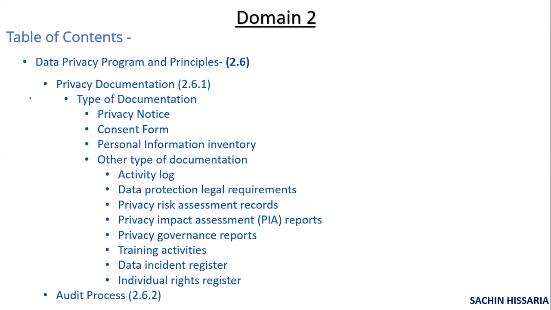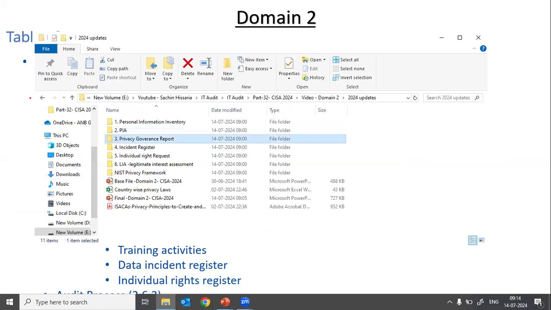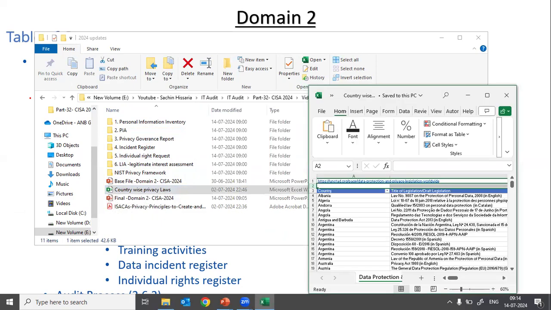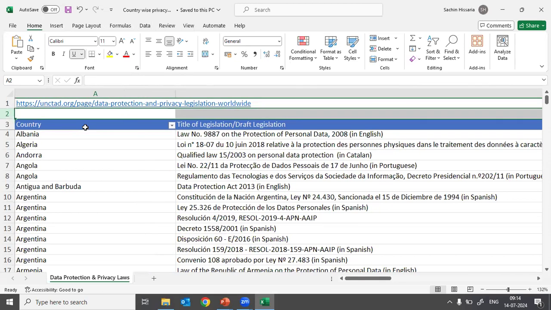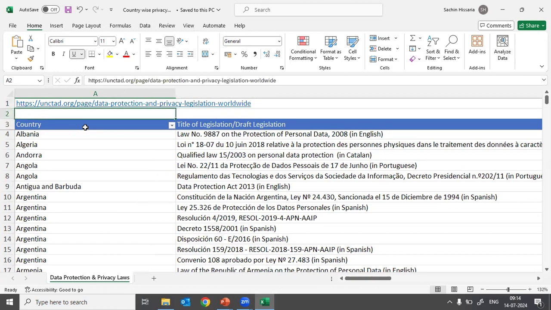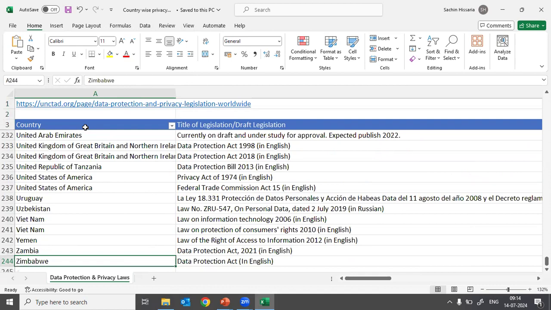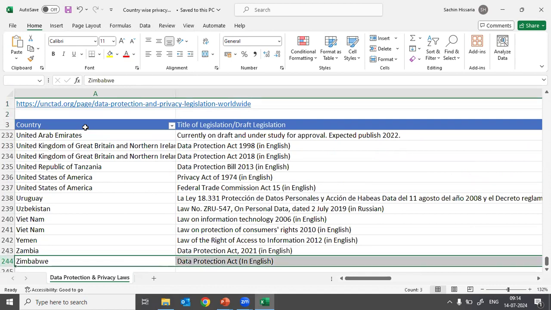Basically, in every country there are laws for data privacy. Let me show you one Excel sheet which will give you a better idea. In each country there is a privacy law, and every country has its own privacy law. In each of these privacy laws, there are certain documentations which are very common. For example, in GDPR, those documentations are required to be maintained. If you see the data privacy law of Zimbabwe, there are also certain documentations which a company is required to maintain.